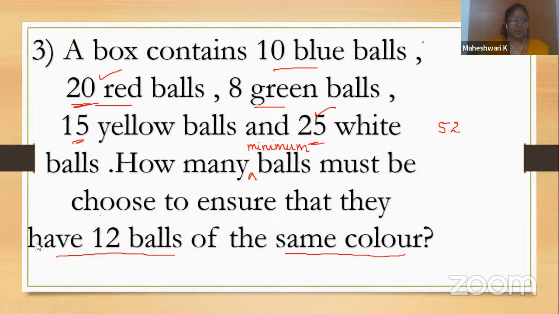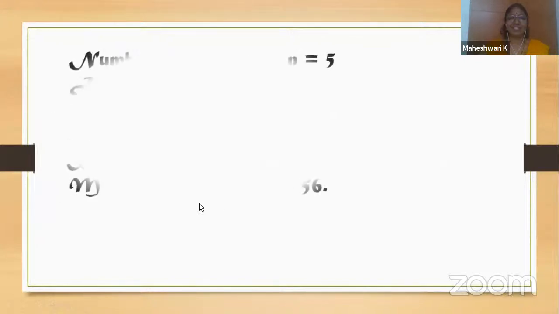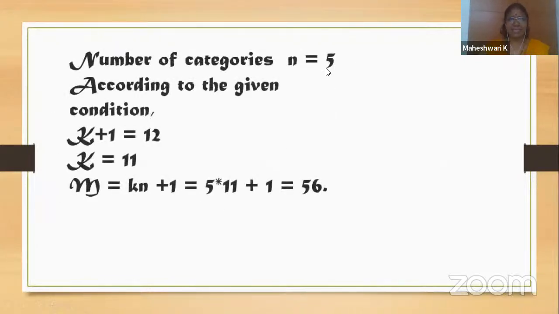Okay, with this pigeonhole principle, the application part is clear, the generalized formula. There are 5 categories. I have one question. Yeah, please. Why 52 will not work? Can you just explain that?